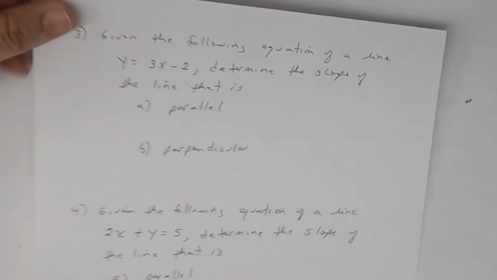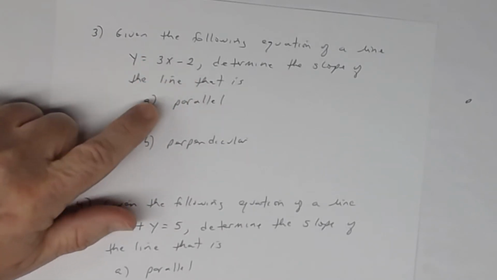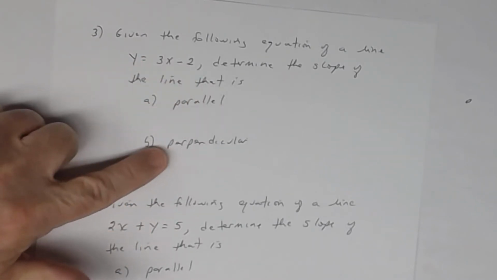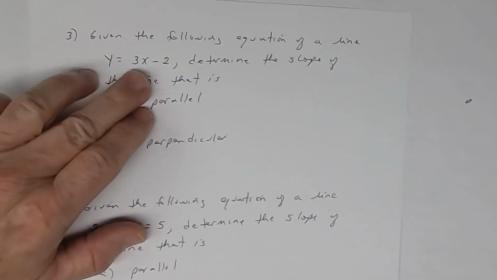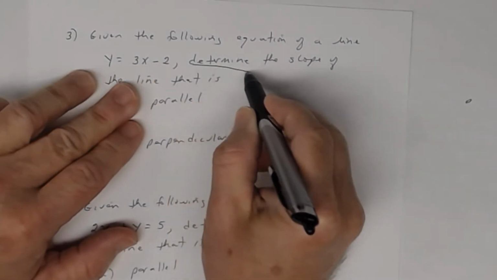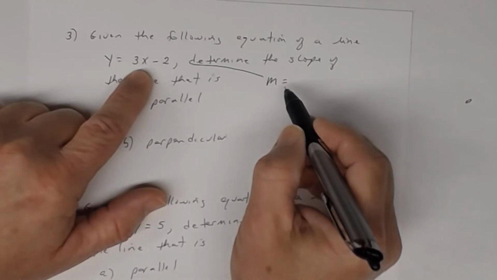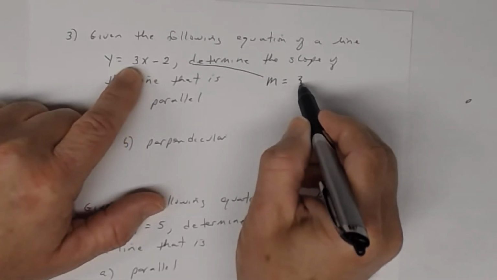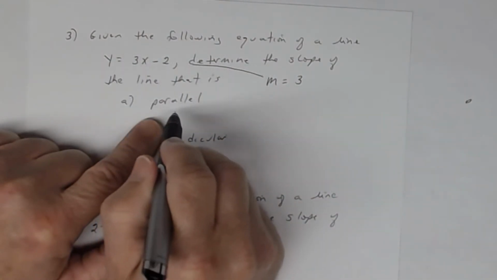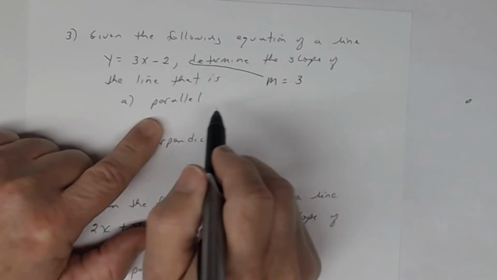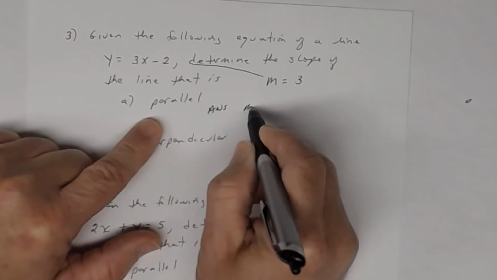Now, number 3. So again, given the following equation of a line, so there's my equation, determine the slope of any line parallel to it or any line perpendicular to it. All right, so first of all, notice this is already in slope-intercept form. So since this is in slope-intercept form, we know right away what the slope is. What's the slope of this line? Slope of this line is 3. All right, so that means that any line parallel to this will also have what slope? Slope 3. Parallel lines have the same slope. So the answer, m, will be 3.